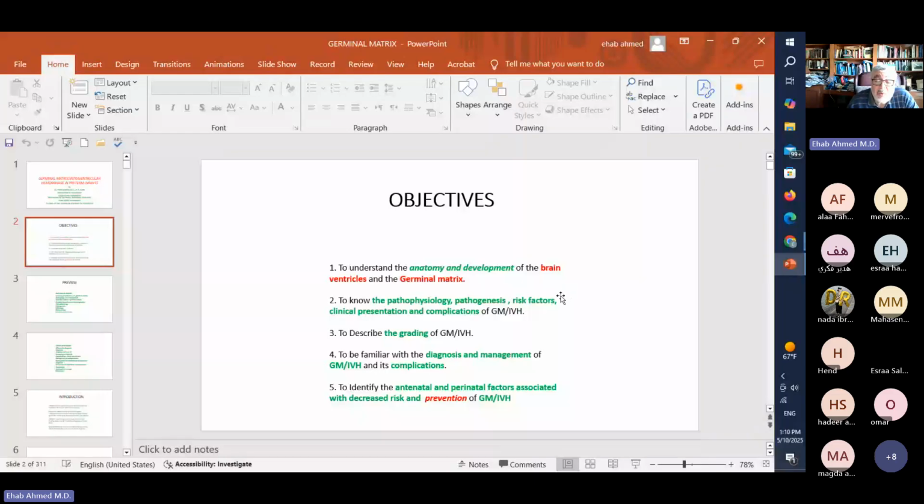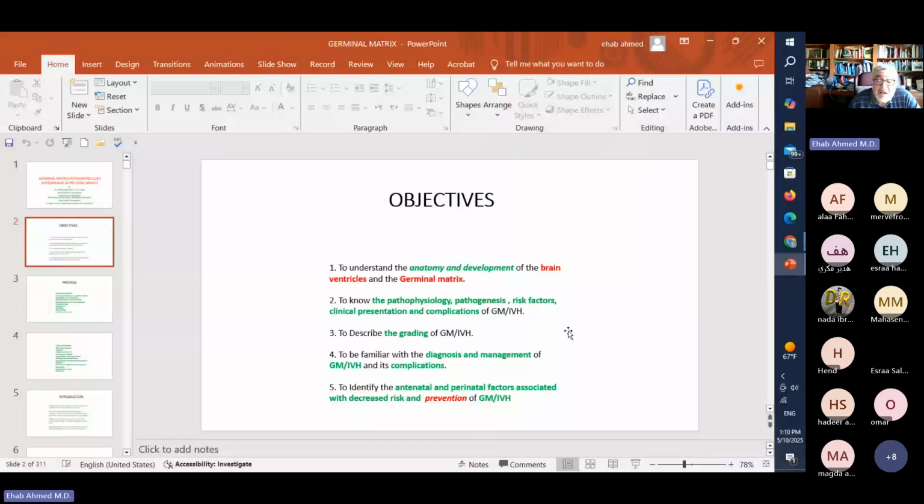And to be familiar with the diagnosis and management of GM-IVH and its complications, and to identify antenatal and perinatal factors associated with decreased risk. This represents the basic element for prevention of GM-IVH. And the core concept of this presentation is prevention of GM-IVH. And this is going to be the ongoing message.